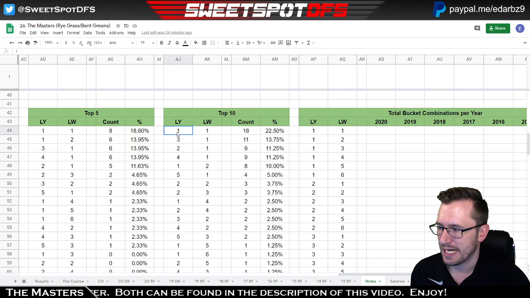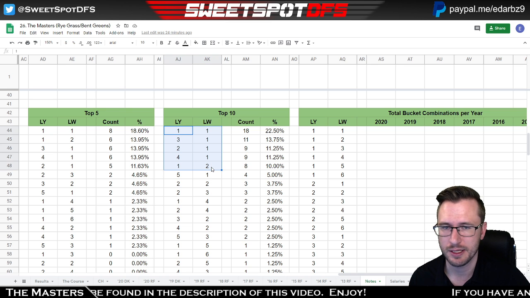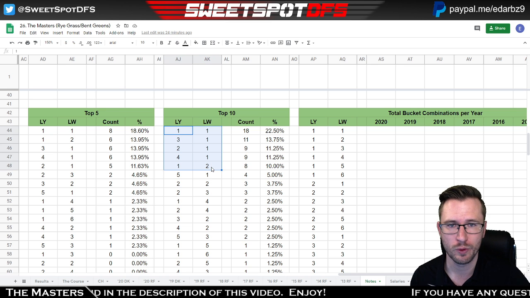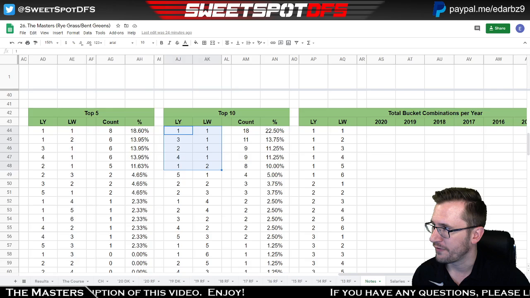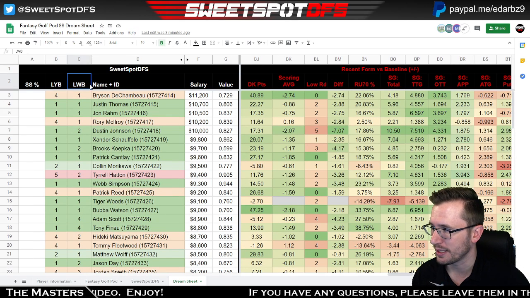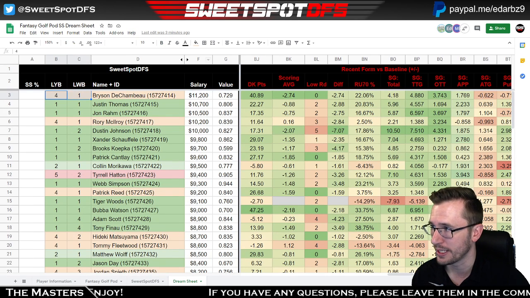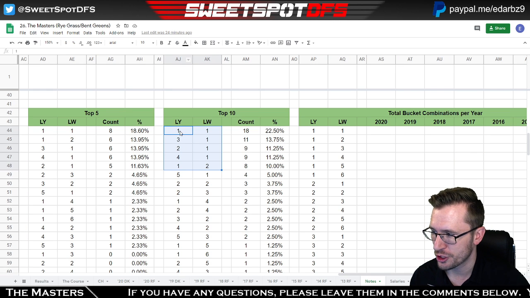When I look at some of the top combinations, I'm only going to focus on these 5 because these are the ones that I really want to share with you. These 5 combinations, again, if you're on the dream sheet, I have them right here. You see the last year bucket, last week bucket, and the number combinations. Those combinations are right here.